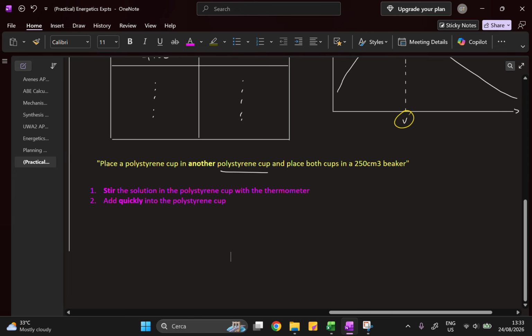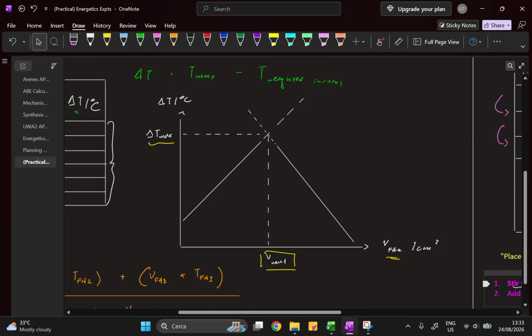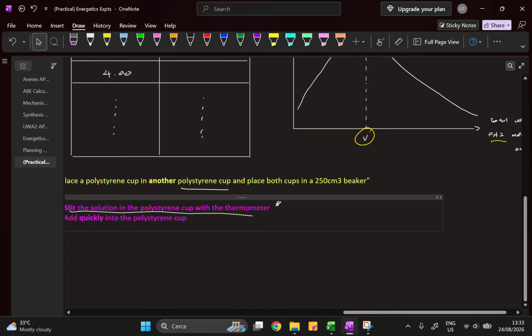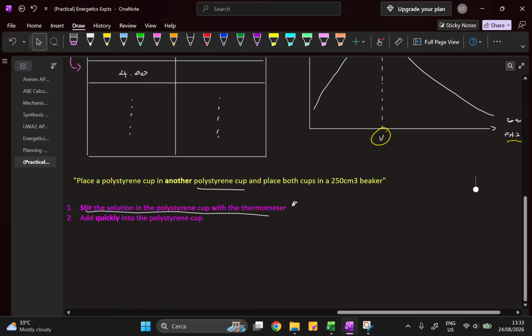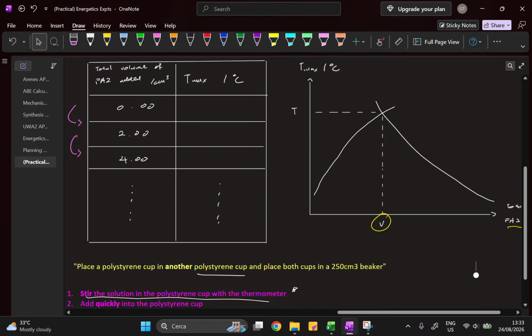Actually, can you star this? This part about using the thermometer to stir. No matter which experiment in energetics you are doing, whether it's this one or later on when I bring you through the temperature correction, anytime you add something to something else, whether it's adding solid to solution or solution to solution, every time you add something, you must use the thermometer to stir. Okay, understand? Anything else I want to nag about for thermometric titration? No.